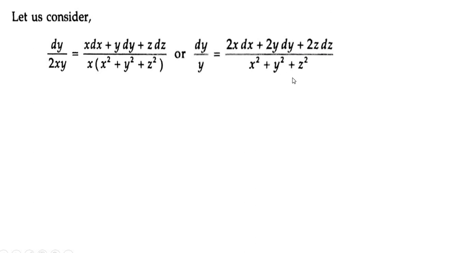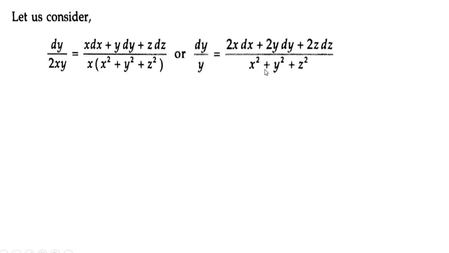On integrating this, what do you get? Integration of dy by y is log y. But what is the integration of this entire term? Integration of this entire term is log of (x square plus y square plus z square), right? This is a vice versa method. See, what is the differentiation of x square plus y square plus z square?